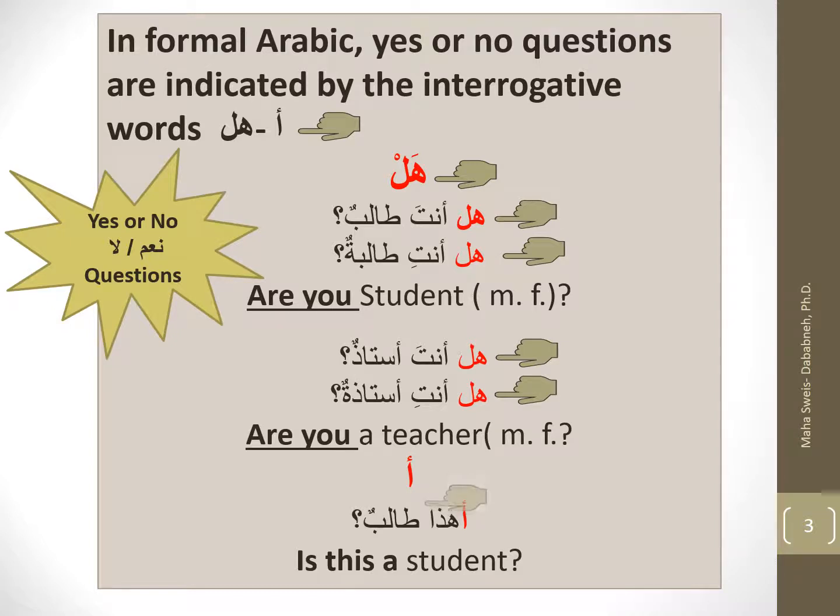Or instead of هل, you can prefix alif to the noun or to the verb. أهذا طالب؟ Also you can say هل هذا طالب؟ So if you prefix alif or use هل, both have the same meaning. So again, أهذا طالب, or you can say هل هذا طالب. So again, we use هل or a if you are not requesting information. You are expecting a yes or no answer. Let's move on to the second group where you are requiring some information.